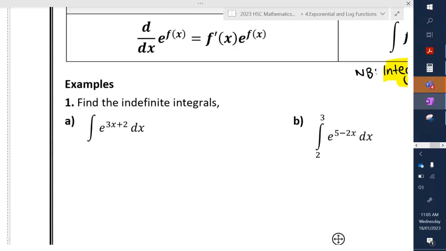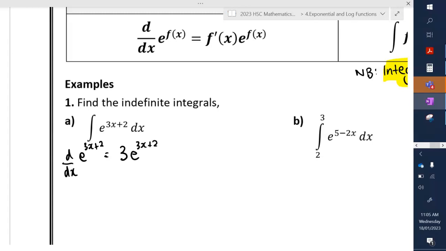Now, the way I like to think of this is thinking about our rules up here, thinking that if we're integrating, it's the opposite of differentiating. So I want to think about what I would have if I differentiated what's under here to start with. There's a couple of ways of thinking it. This is the way I find it a little bit easier to do. If I differentiated this, I would end up with 3e to the 3x plus 2.